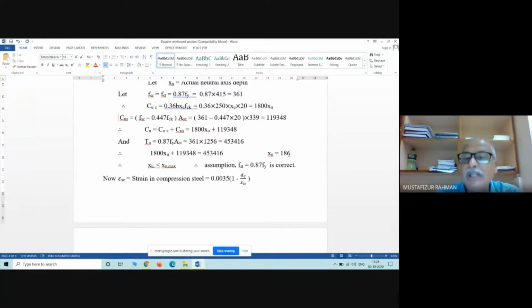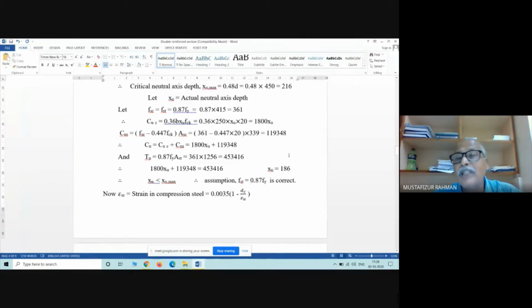XU, the actual neutral axis depth, is 186 and the critical neutral axis depth is 260. So we are on the safer side. The critical neutral axis depth is higher than the actual neutral axis.